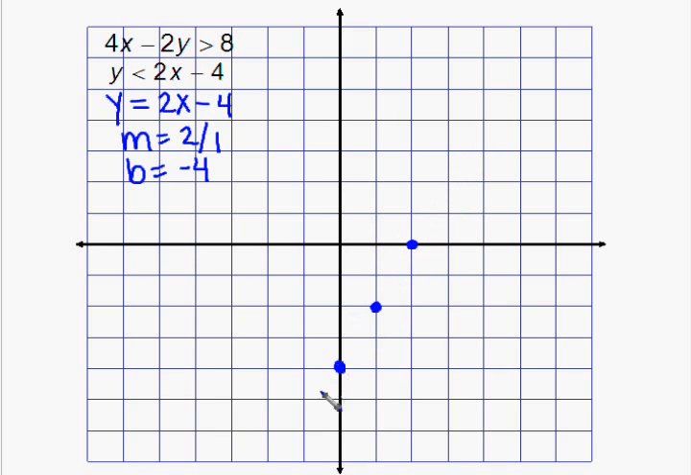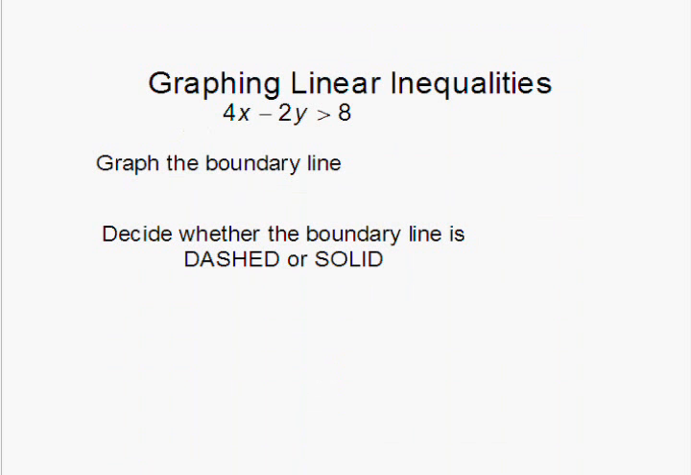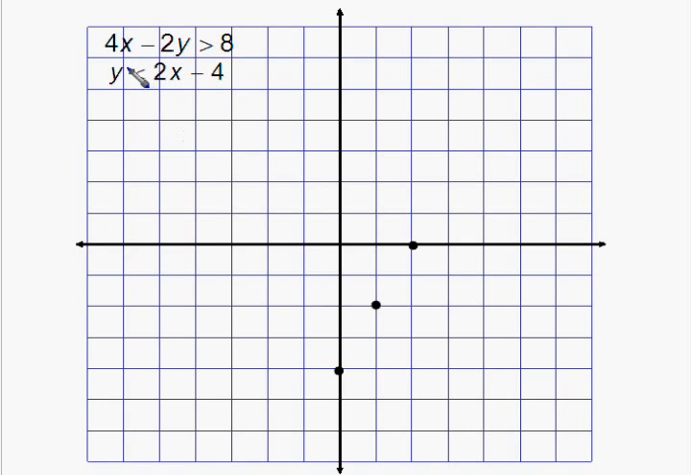But before I draw it in, I should decide whether it's dashed or solid. And I make that decision by looking at the inequality. My inequality is strictly less than. It doesn't have the equals with it. So what that's saying is that points on the boundary line, 2x minus 4, will not solve the inequality. So to show that I don't want to include points on the line, I make my line dashed. So the line that contains these points will be a dashed line.